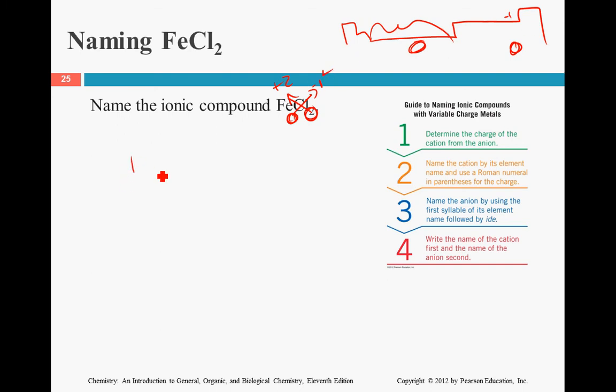So we have Fe is iron, +2, use the Roman numeral, and then name the anion with the first syllable. Chlorine becomes chloride, and then put it all together.